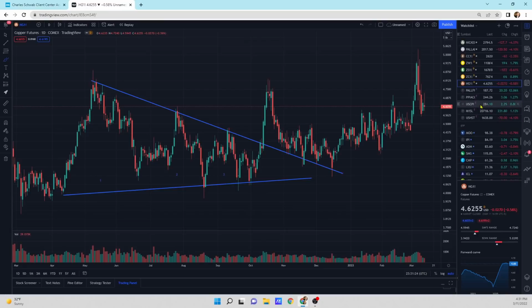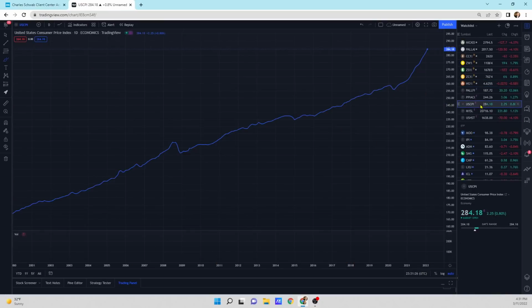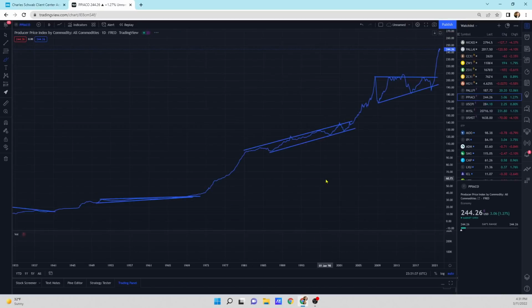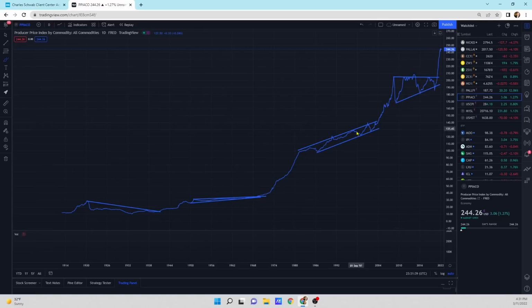Looking at the U.S. Consumer Price Index. Oh, wait, let me go to the PPI. Here's the Producer Price Index. This thing's been rocketing higher, quite strong. These little consolidation periods, all facing an inflationary pressure.